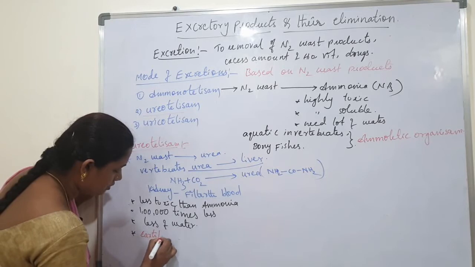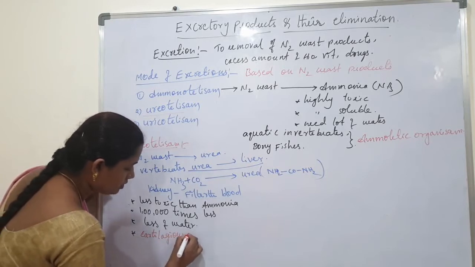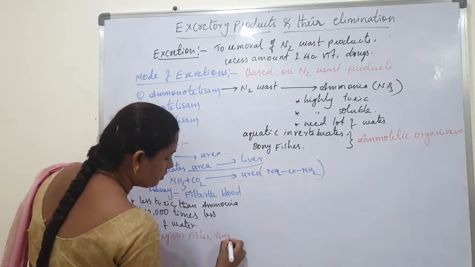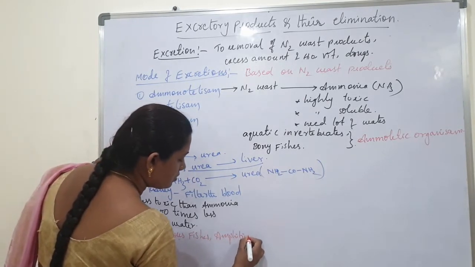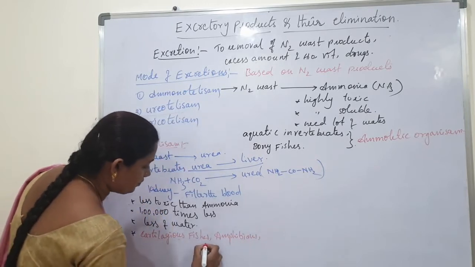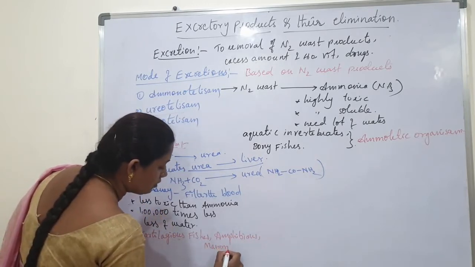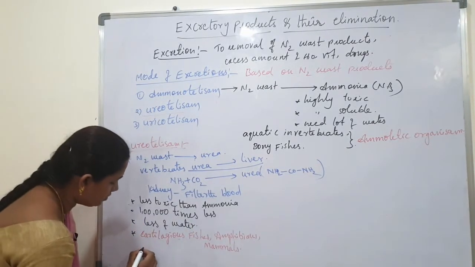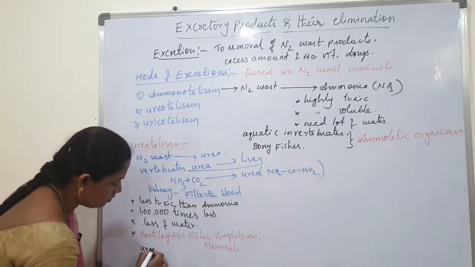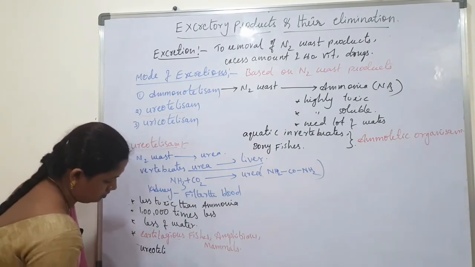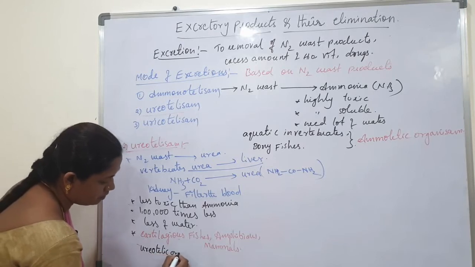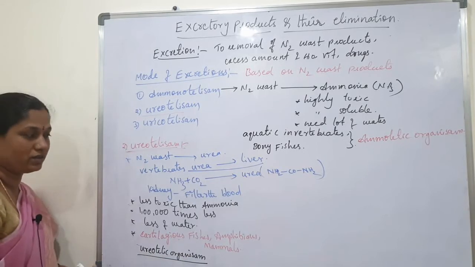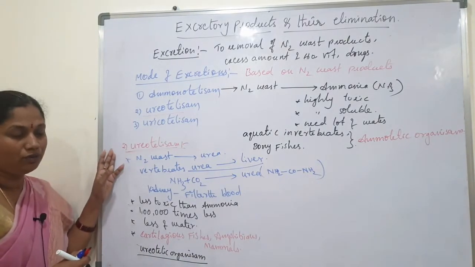Examples: cartilaginous fishes, amphibians, and mammals are all ureotelic organisms. These organisms are called ureotelic organisms because they excrete urea.